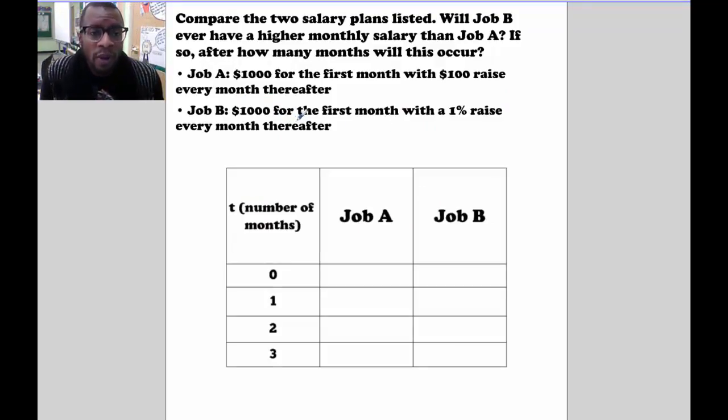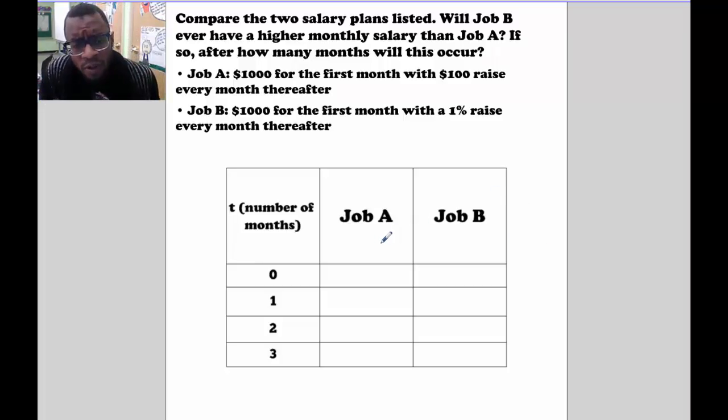We want to compare the two salary plans listed here, for job A and job B. We want to find out, will job B ever have a higher monthly salary than job A? If so, after how many months will this occur? Job A: we're earning $1,000 for the first month with a $100 pay raise every month thereafter. For job B, we're earning $1,000 for the first month with a 1% pay raise every month thereafter.